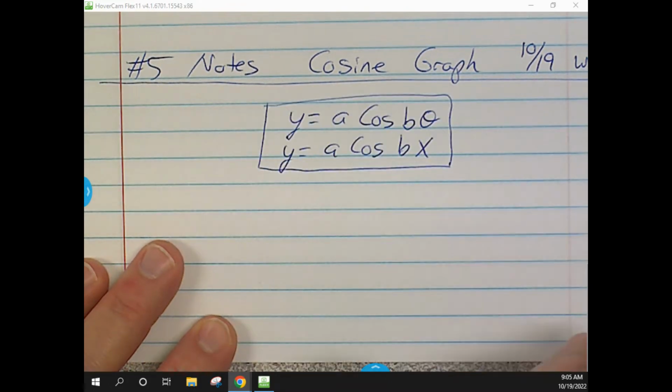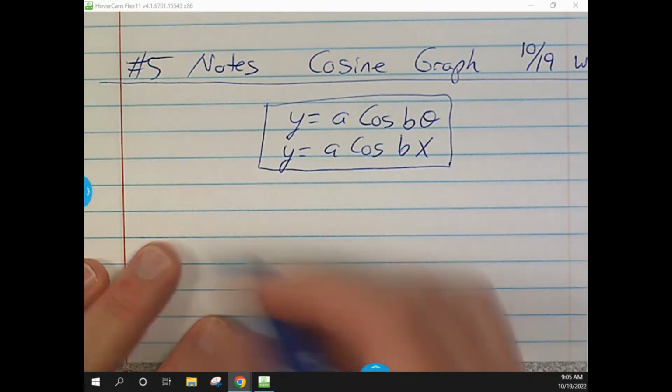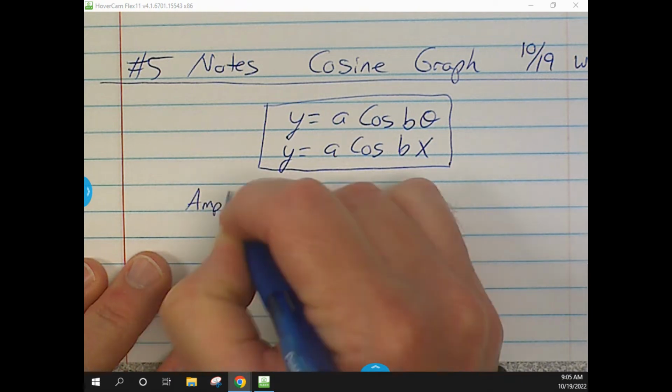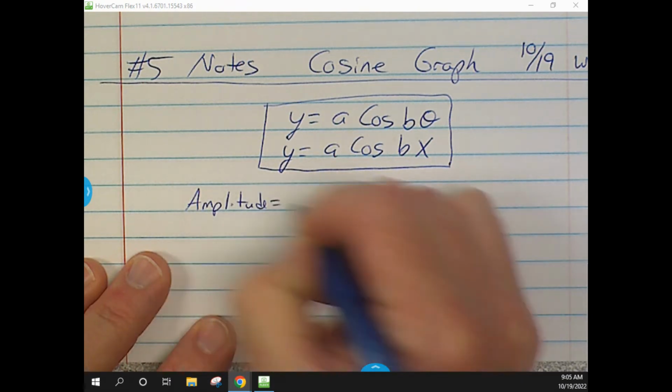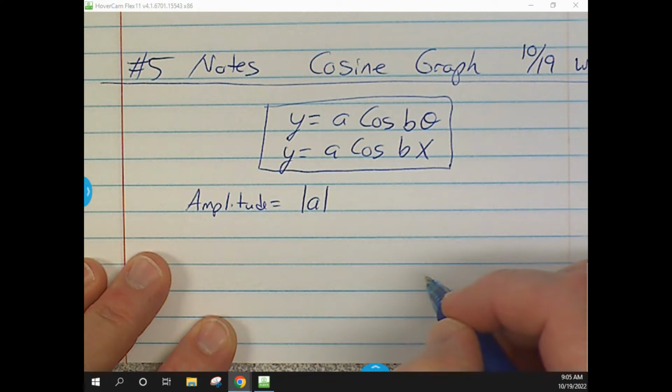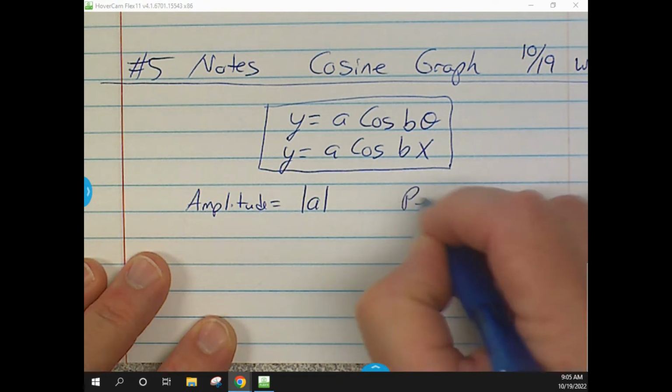The A value is still the amplitude. The B value still helps you get the period. So we'll still go ahead and do that on those two things. So amplitude is still the absolute value of A. And then the period is 2 pi over B.